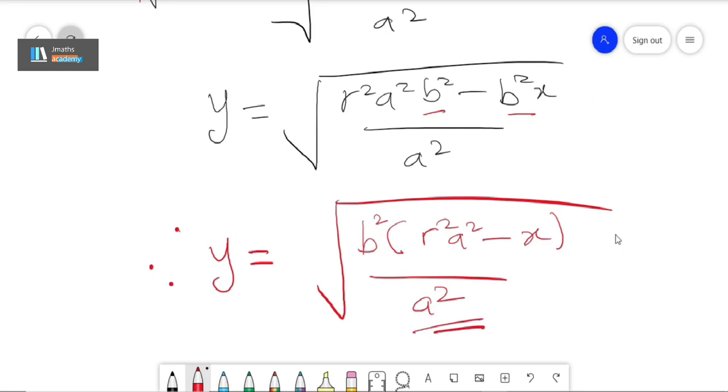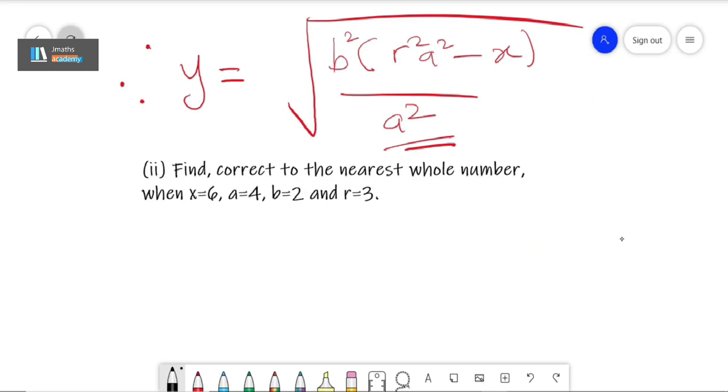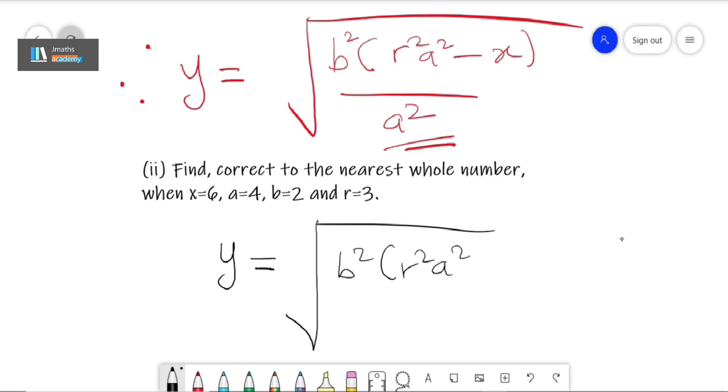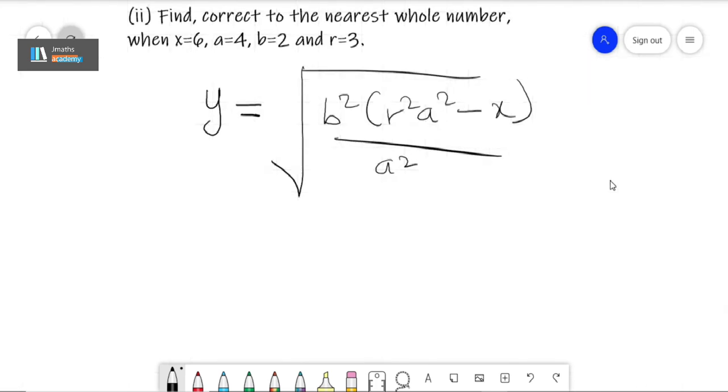So we are not done yet. Let's solve the second part of the question. So what we'll simply do here is to write the formula for y, which we have gotten here to be y is equal to the square root of b squared open bracket r squared a squared minus x close bracket over a squared. To solve this question, we simply substitute the values for x to be 6, a to be 4, b to be 2, and r to be 3.